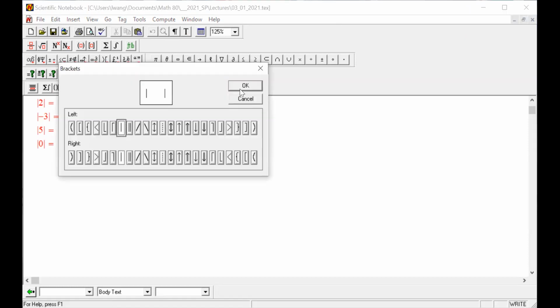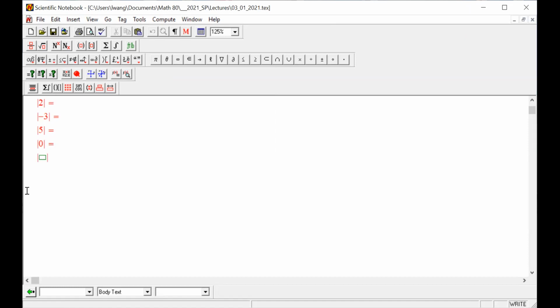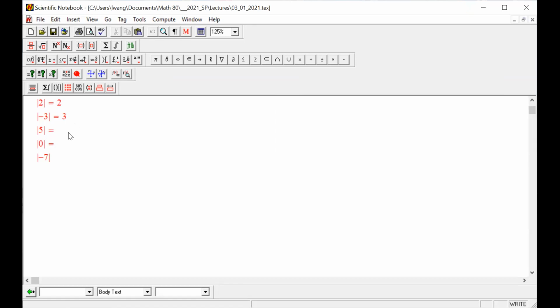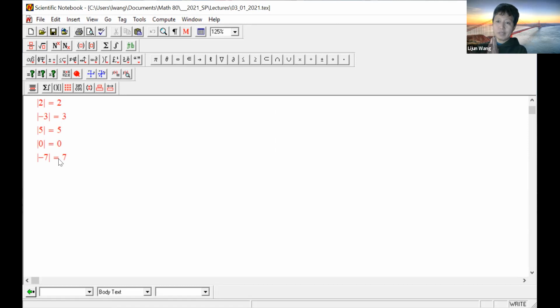One more. The first one is 2. Very good. 3. 5. 0. 7. Perfect answers. From these perfect answers, we want to observe some patterns.